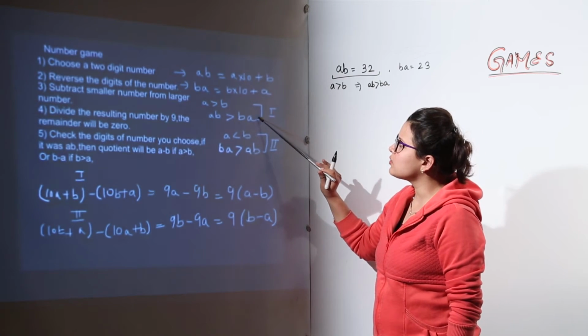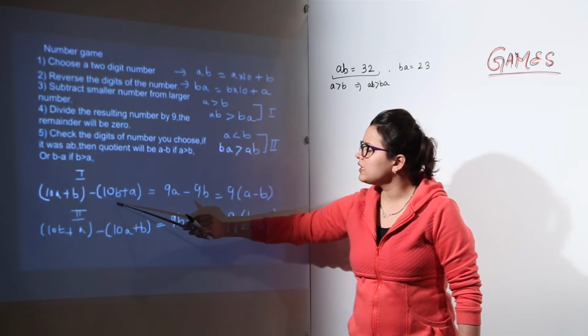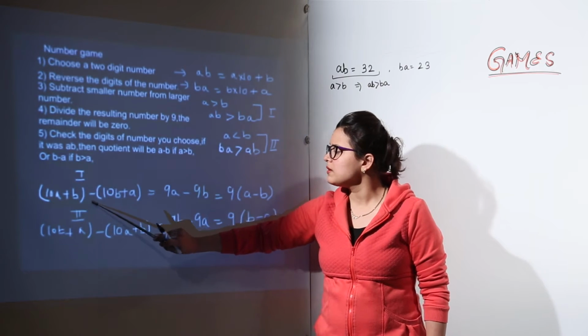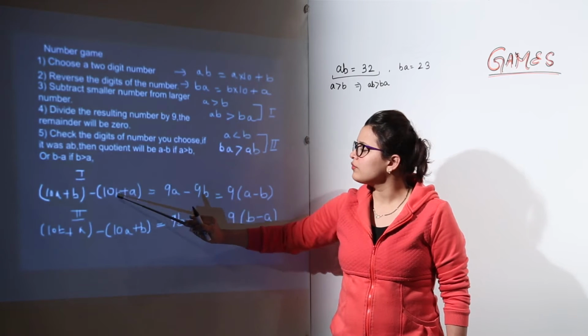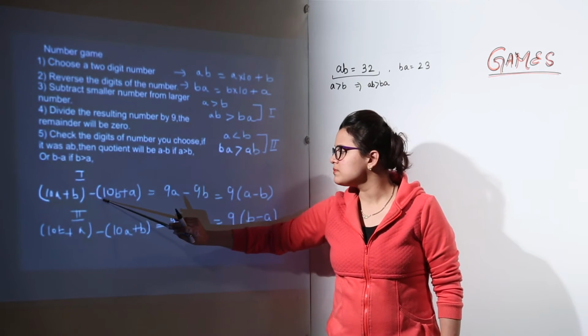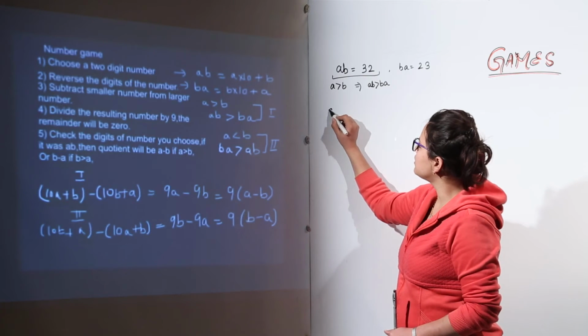If this is the case, what will happen? If this is the case, we will move on here. If AB is greater, we will do 10A plus B minus 10B plus A. We are subtracting BA from AB. So AB minus BA will give us 10A plus B. I am going to show it over here.